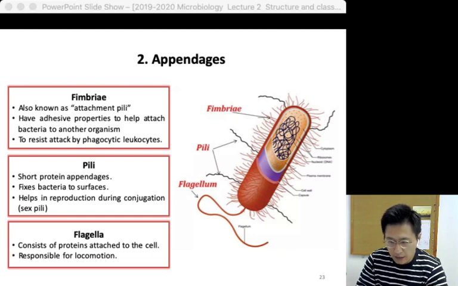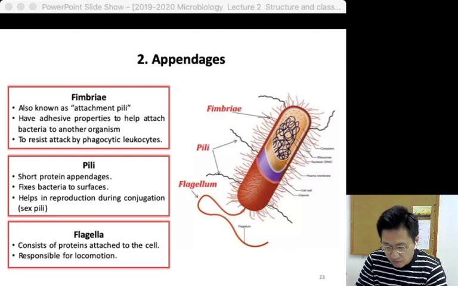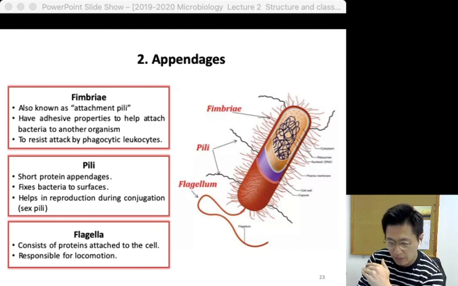Flagella is like a tail, a long curved tail. In some bacteria the flagellum is absent on the surface. The flagellum helps with locomotion, to swim, for the bacteria.